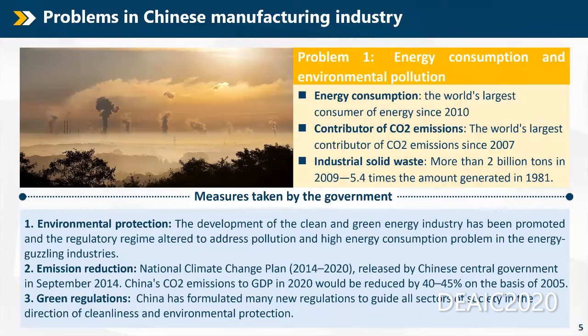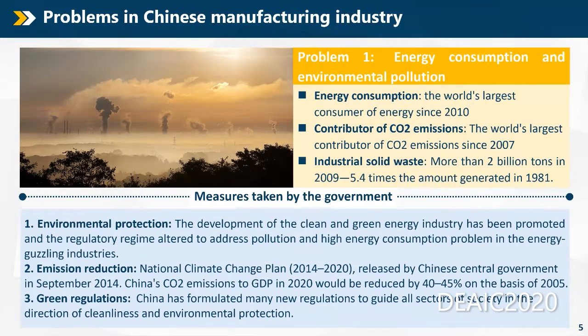However, two severe problems occurred in Chinese manufacturing industries. The first problem is energy consumption and environmental pollution. China has become the world's largest consumer of energy since 2010, and it also became the world's largest contributor of carbon dioxide emission since 2007.